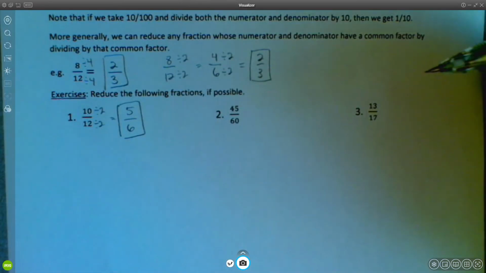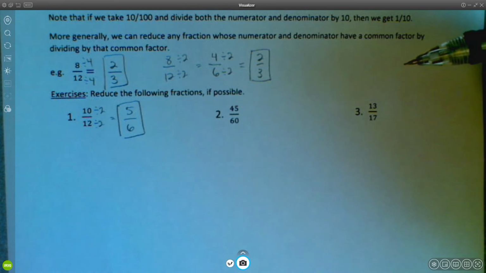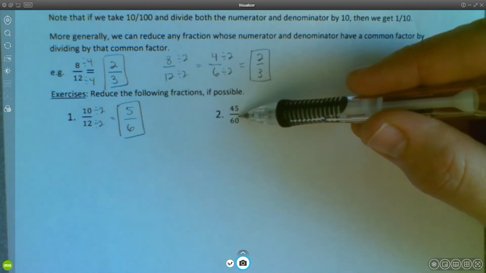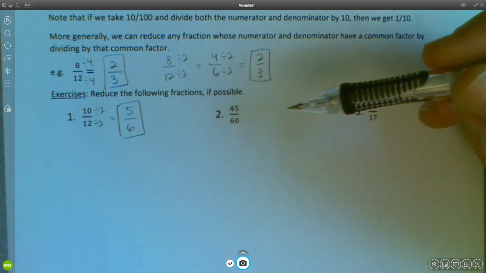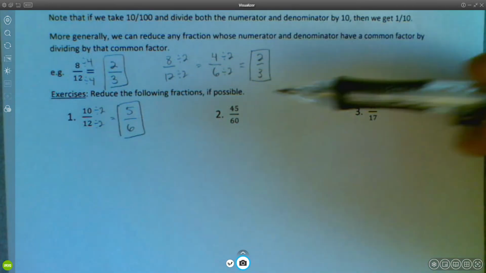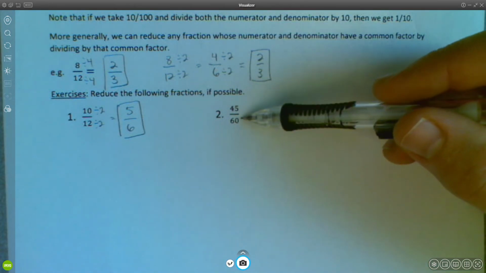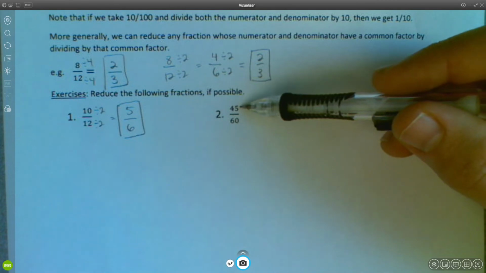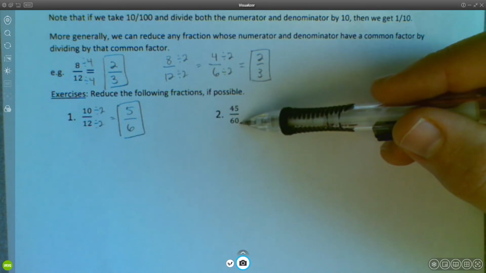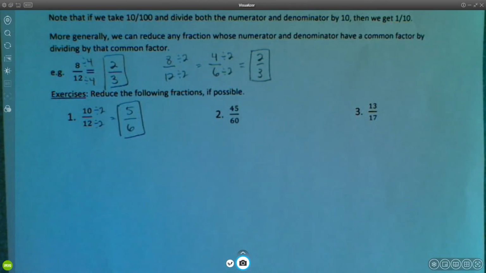Next one, for number 2, I've got 45 over 60. Goodness gracious. Well, I know that 5 will go into both of these numbers, because anything that ends in either a 0 or a 5 is divisible by 5. So I know that 5 will go into both. I also know that 3 goes into both of these numbers. 3 goes into 45, because 15 times 3 is 45. And 60 divided by 3 is 20. So 3 goes into both of them. So 5 goes in, 3 goes in.